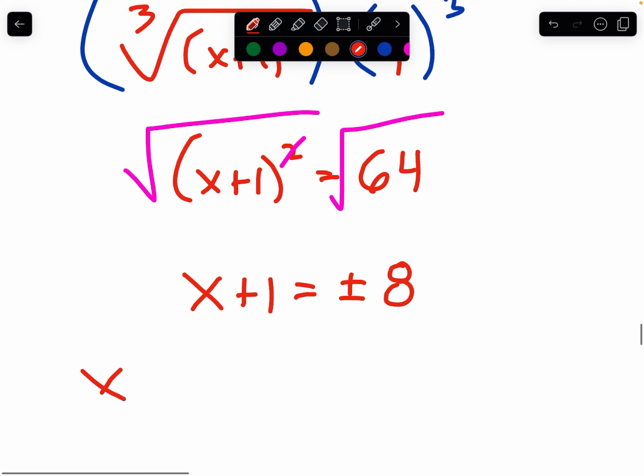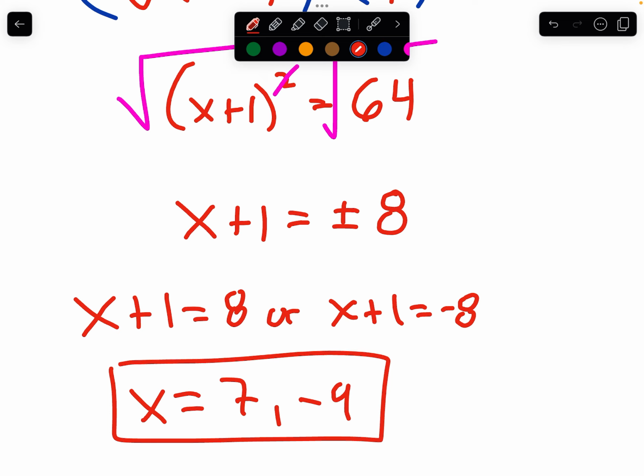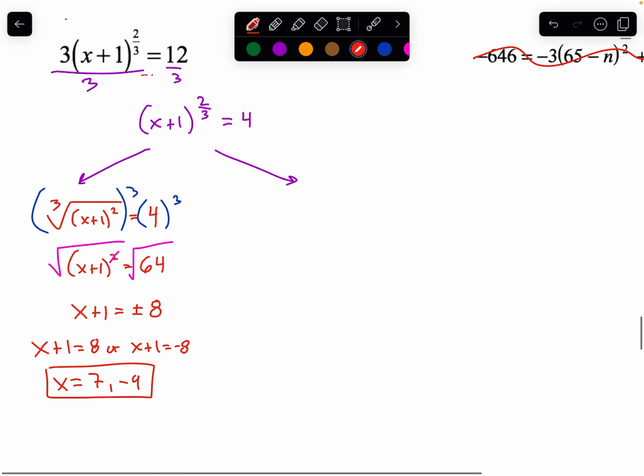So really we're going to get two solutions here. Either x plus 1 equals positive 8 or x plus 1 equals negative 8. And when we subtract 1 from both sides here, these are the two possibilities we'll get. We could check them, plug them both back in, and we'll find that neither of them is extraneous. They both work just fine.